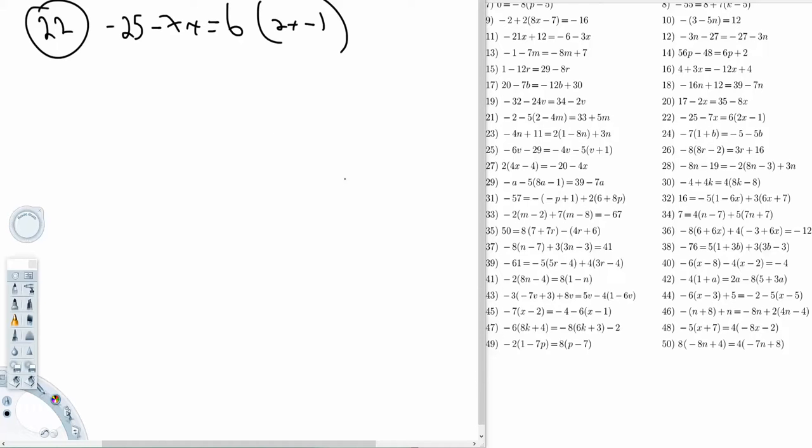All right. We're continuing with the problems. Okay, so remember always parentheses, exponents, multiplication and division, addition and subtraction.